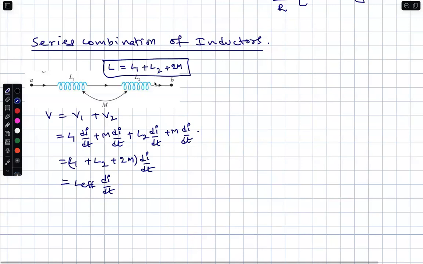Similarly, there is another combination also possible. In that combination, flux is opposite to each other.